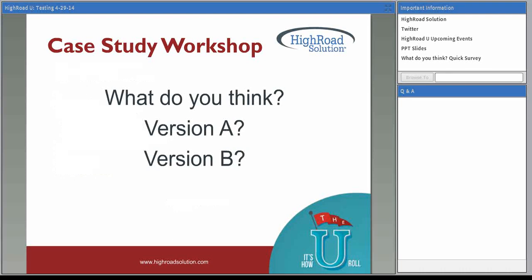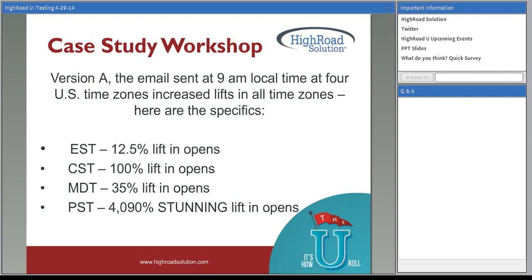So it's this exact same email, very text-based, no graphics. One is sent at 9 a.m., one is sent at 1 p.m. in the recipient's local time zone. So they're getting it at 9 a.m. or 1 p.m. their time. Okay. So version A, the email sent at 9 a.m. local time for 4 U.S. time zones, increased lift in all time zones.